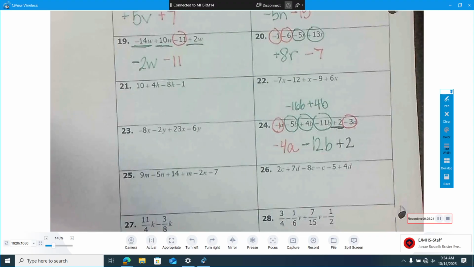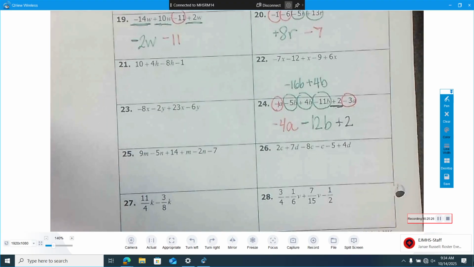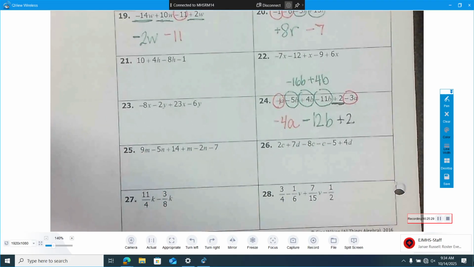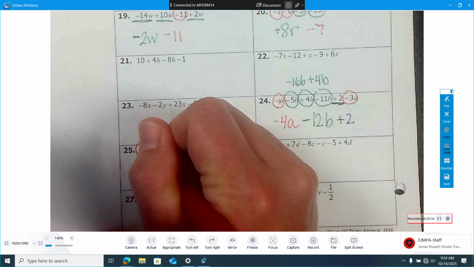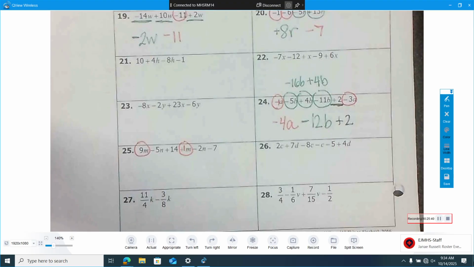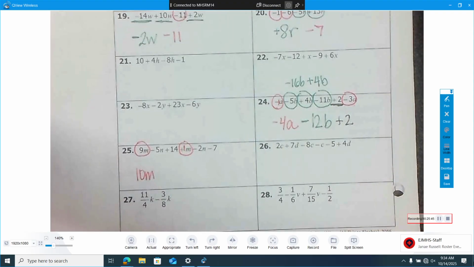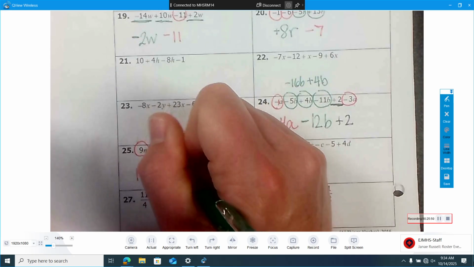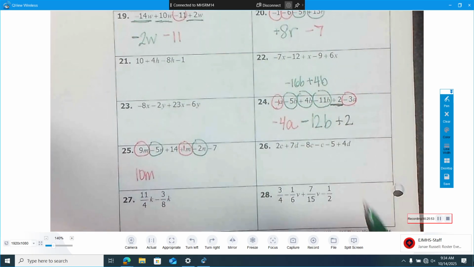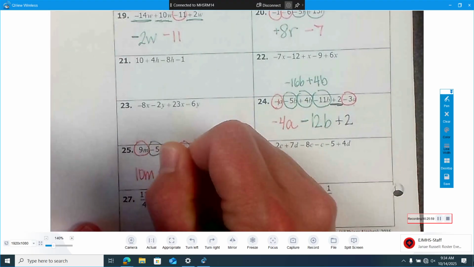Very good. All right. Actually, I like 25 better. Let's do 25. Number 25. What's two things we can combine? 9M and 1M. Good. 9M and 1M. They're friendlies. They're both positive. They're on the same team. So how many M's do we have? 10. Positive 10 M's. Very good. What are some more friendlies? Good. Negative 5N and negative 2N. That's a whole lot of negatives. How many negatives we got there? We got 7 negatives. Negative 7N's.